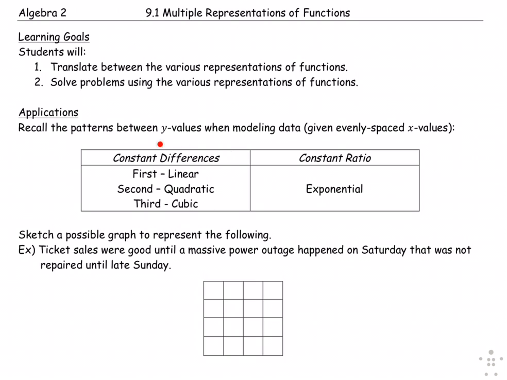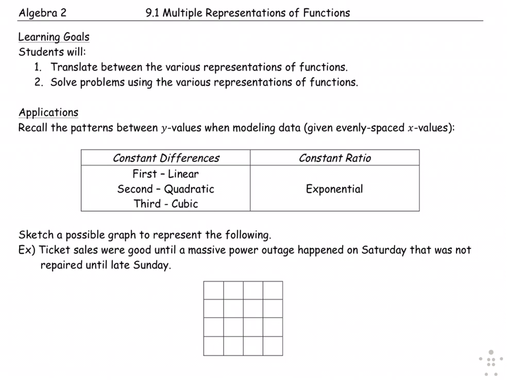Remember, with constant differences, linear, quadratic, and cubic are all polynomial, and so their first, second, and third constant differences from the data help you decide what model to use, and a constant ratio will let you know that you're working with exponential data because it's repeated multiplication.